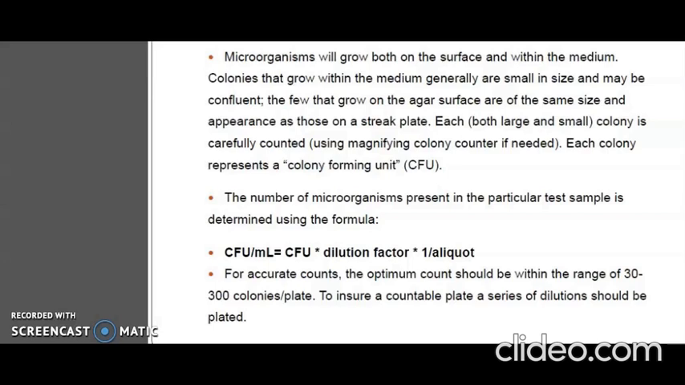The number of microorganisms present in the particular test sample is determined using this formula, that is CFU per ml is equal to the number of colonies on the plate times the dilution factor divided by the sample taken. For accurate counts, the optimum count should be within the range of 30 to 300 colonies per plate. To ensure a countable plate, a series of dilutions should be plated.